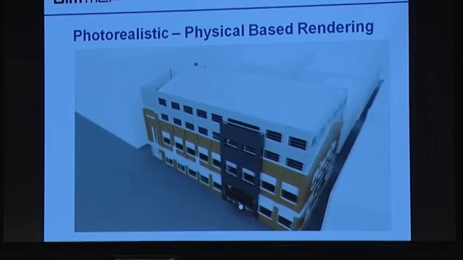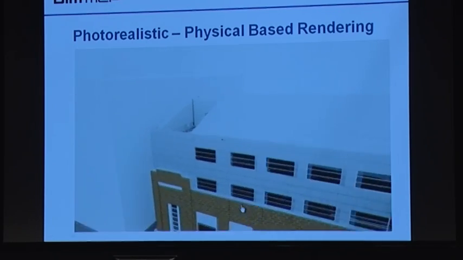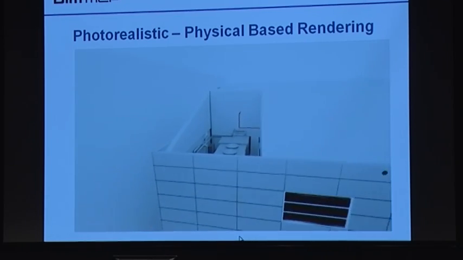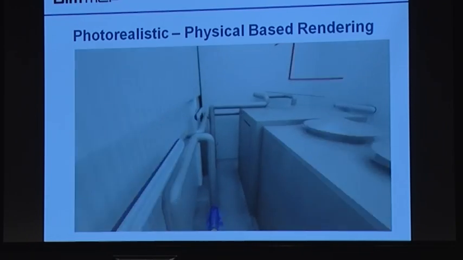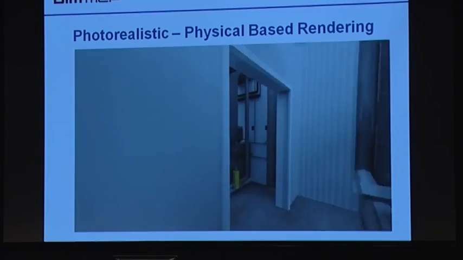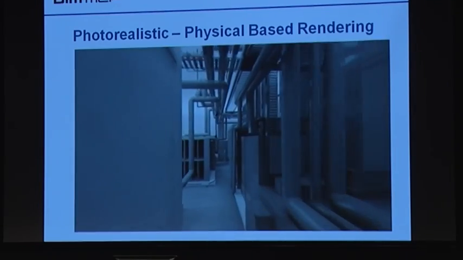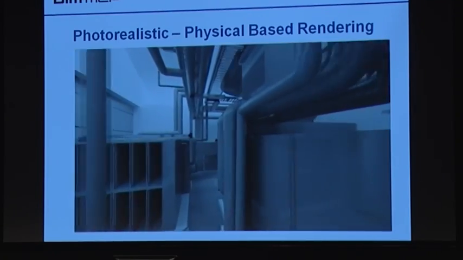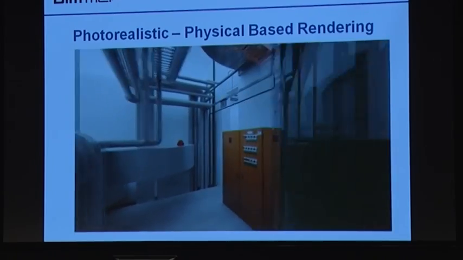So this is photorealistic rendering. This is what they call physically based photorealistic rendering. Again, this is off the Batman Street model, but you can get fairly real looking plant taken straight off the model. So this is coming straight off the Revit models.